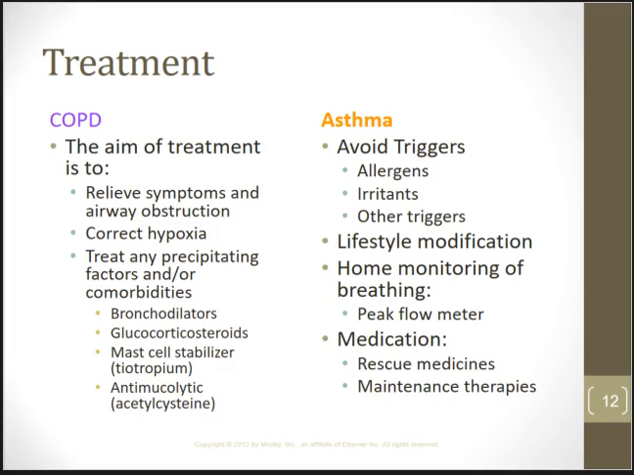So the medications we use include bronchodilators, glucocorticoids, mast cell stabilizers, and those are similar to the drugs that we can use in treating asthma. However, in COPD, we may also use a mucolytic drug such as acetylcysteine. Acetylcysteine will break down the mucus that may be plugging up the airway, especially in chronic bronchitis.